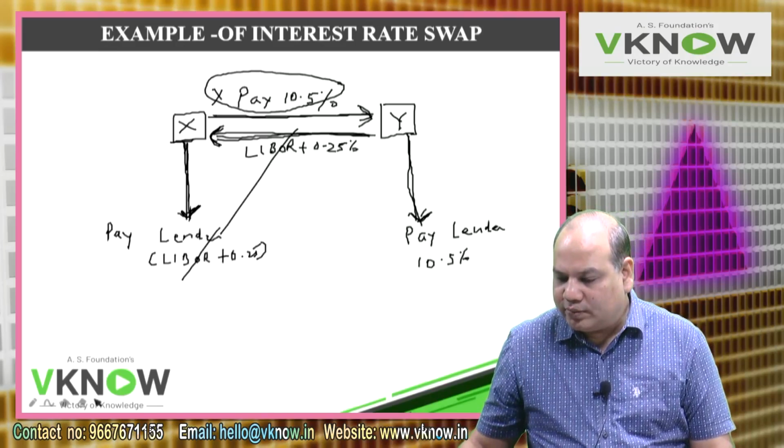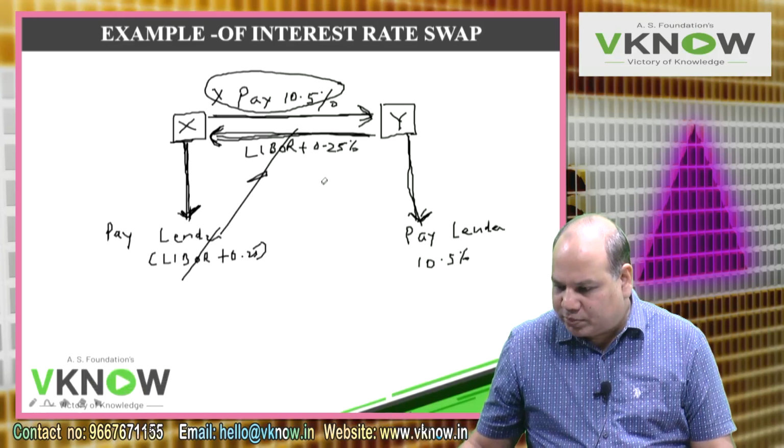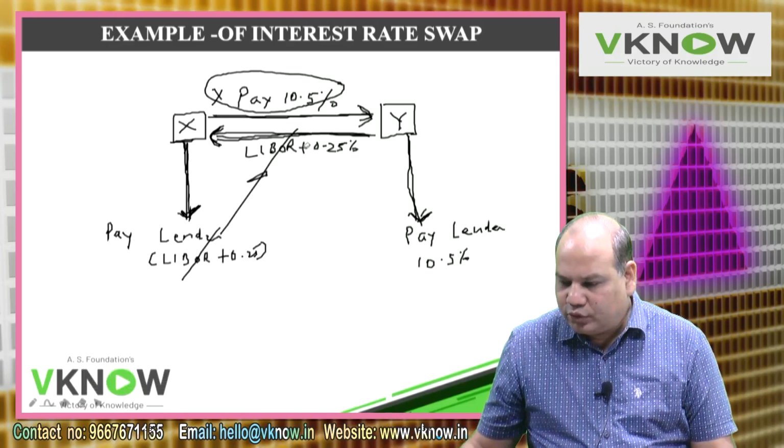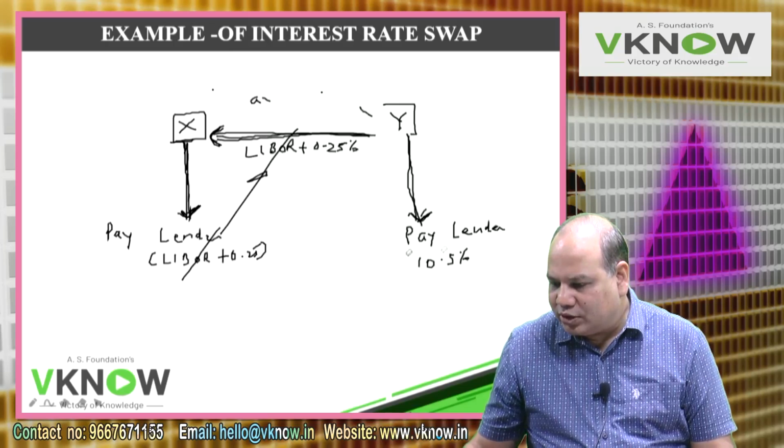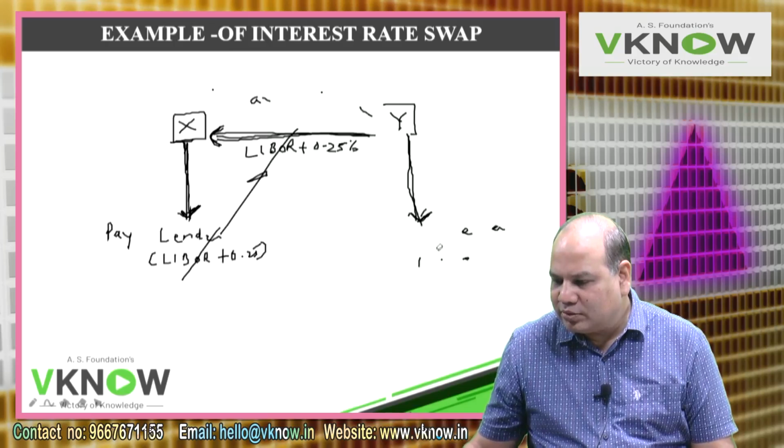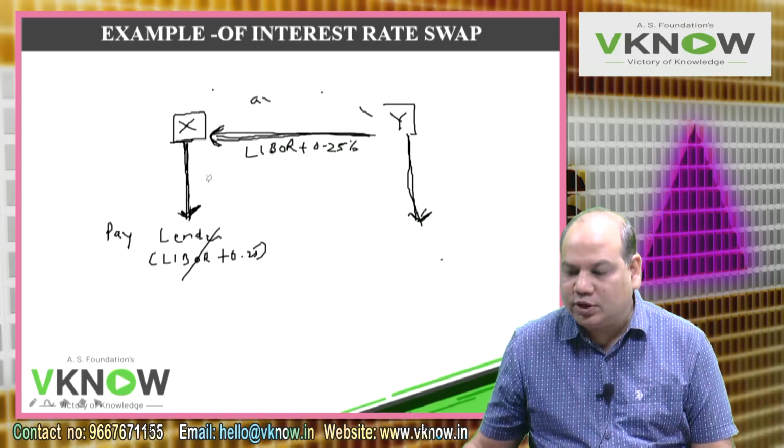And similarly, Y is paying floating rate. X pays 10.5, so this gets cancelled and then this is transferred to the banker. So what remains for Y is this payment made, LIBOR plus 0.25, to X.